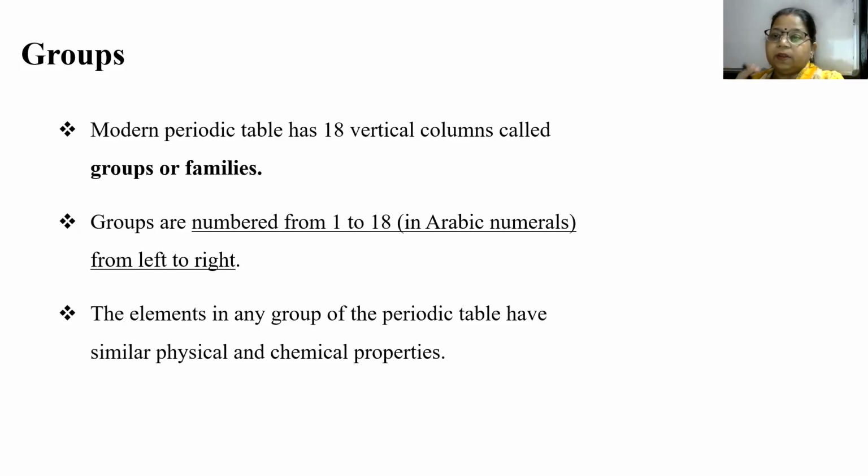And all the elements of the same group have similar. Please remember, we are using the word similar, not identical, right? Group 1 elements, lithium, sodium, potassium, will have similar physical and chemical properties, or they will show gradation, right? This is important. Never use the word identical here. That was the purpose of putting it here.